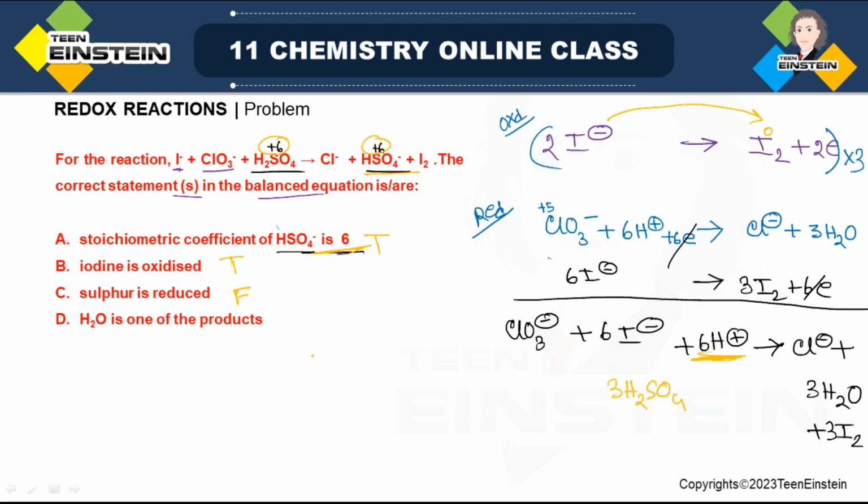Water is one of the products. Water is not written in the equation that is given in the question, but basically water is also one of the products because in the final balanced equation we have this water molecule. So that is why this is also true. So correct options are A, B and D.